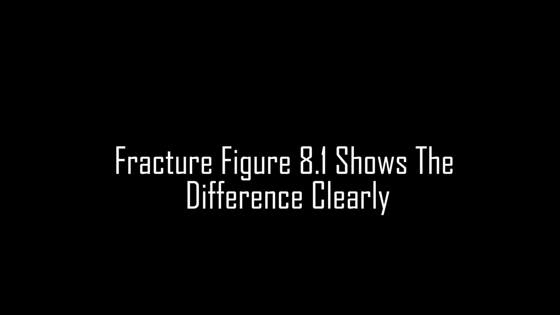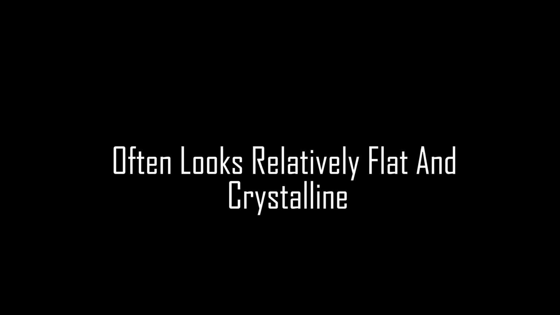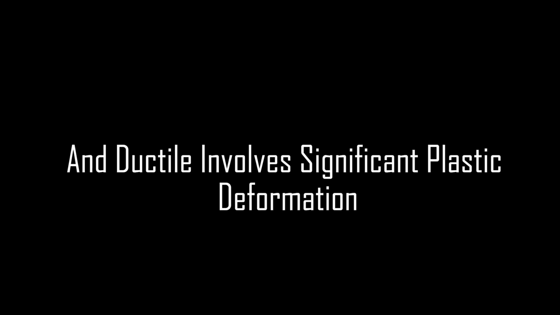But what about when they actually fail? Fracture. Failure can happen broadly in two ways: brittle or ductile fracture. Figure 8.1 shows the difference clearly. Brittle is sudden failure with little or no warning, little plastic deformation. The crack moves fast. Think snapping chalk. Fracture surface often looks relatively flat and crystalline. And ductile involves significant plastic deformation, stretching, necking down. The crack grows more slowly. Think tearing taffy. The fracture surface looks rougher, more fibrous.